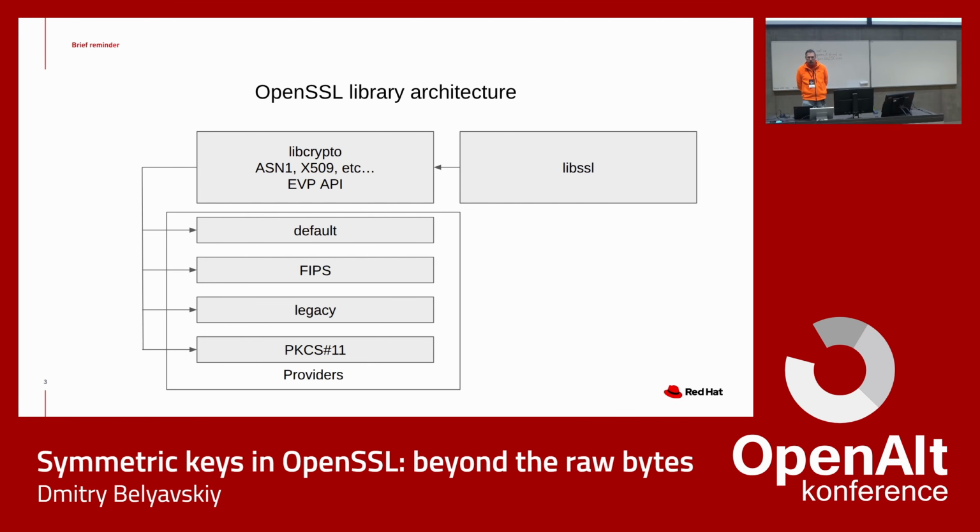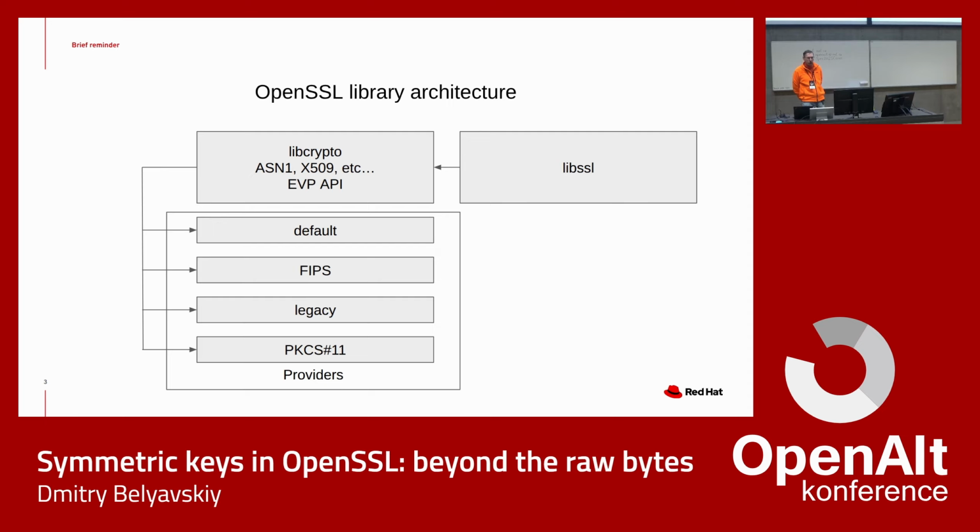Now I want to make a brief reminder about OpenSSL library architecture. OpenSSL as a library provides two libraries, libcrypto, which has a wide API for working with ASN1, working with X509 certificates, and what is the most important for our presentation, so-called EVP API, which allows working with different algorithms. libSSL is a separate thing. We will not touch it in this presentation. It's designed for network protocols such as SSL, TLS, QUIC, you name it.